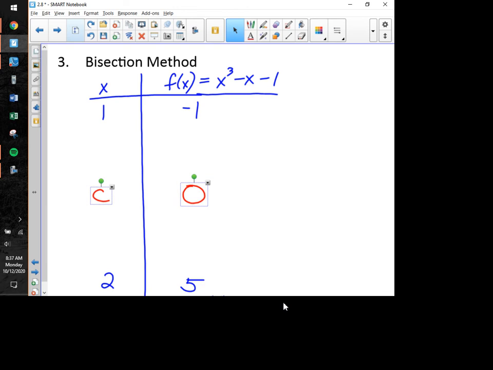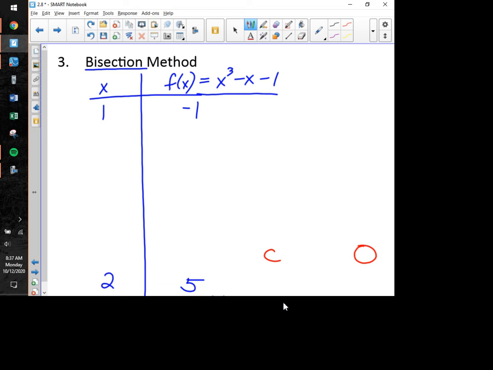I don't know if c was really, really close to 1 up here, or if c was really, really close to 2. I just don't know yet. So let me move this off to the side for a second, and what we're going to do now is use the bisection method to bisect our interval.